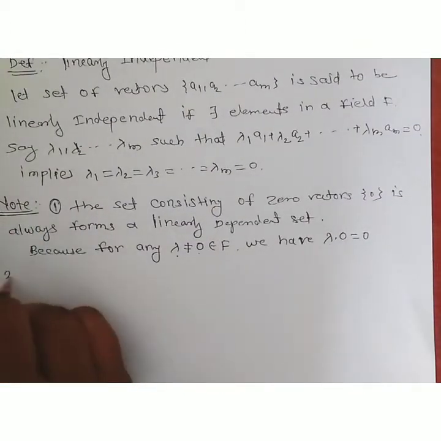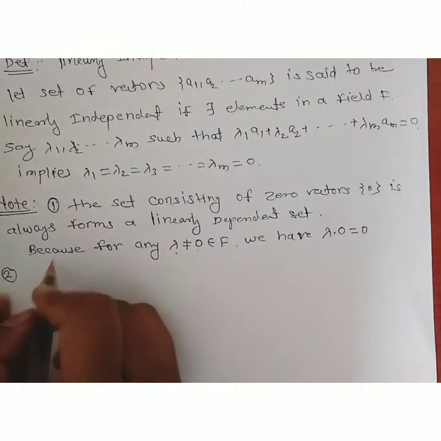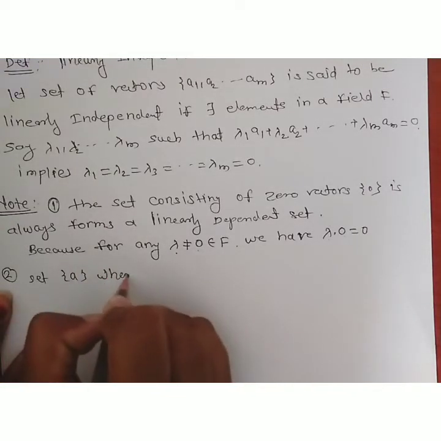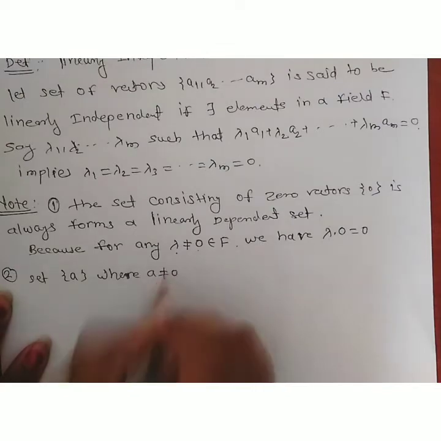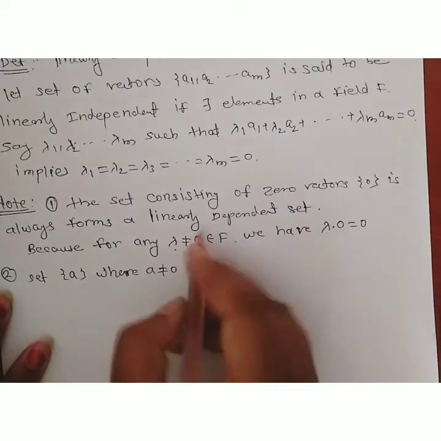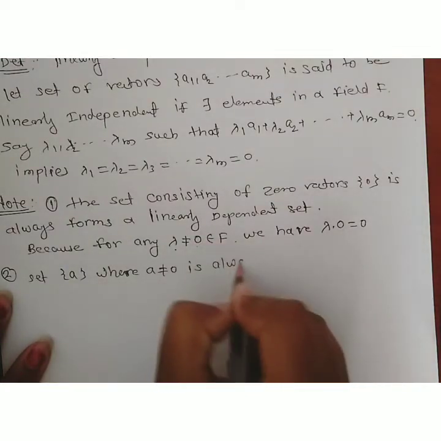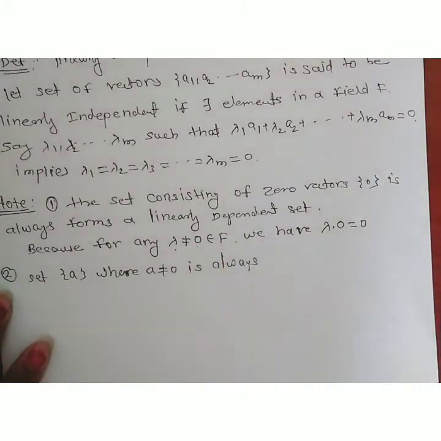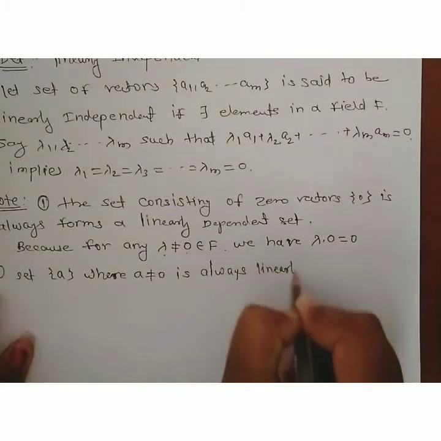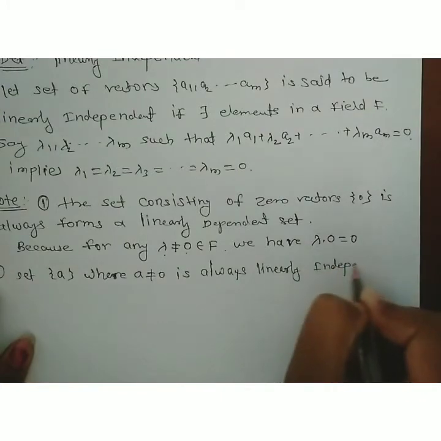Now the next is the set singleton A, where A is non-zero. The set containing a singleton element where this element is non-zero, is it linearly dependent or linearly independent? It is always a linearly independent set.